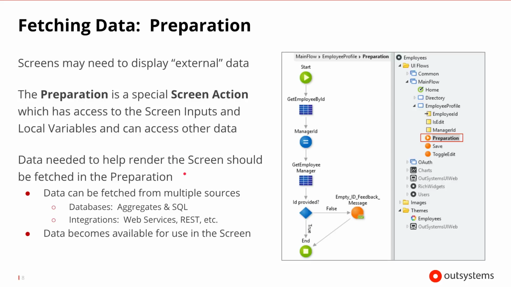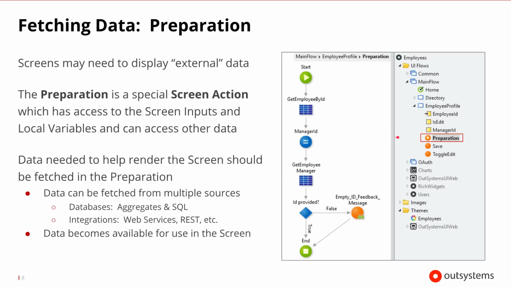The types of data that the screen might be interested in fetching during the preparation may be information from databases, and there we can use aggregates and SQL statements to get that information. Or we could also use integrations to things like web services and RESTful services. And once the preparation fetches this data, that data then becomes a variable that is available for the rest of the screen lifecycle as well.